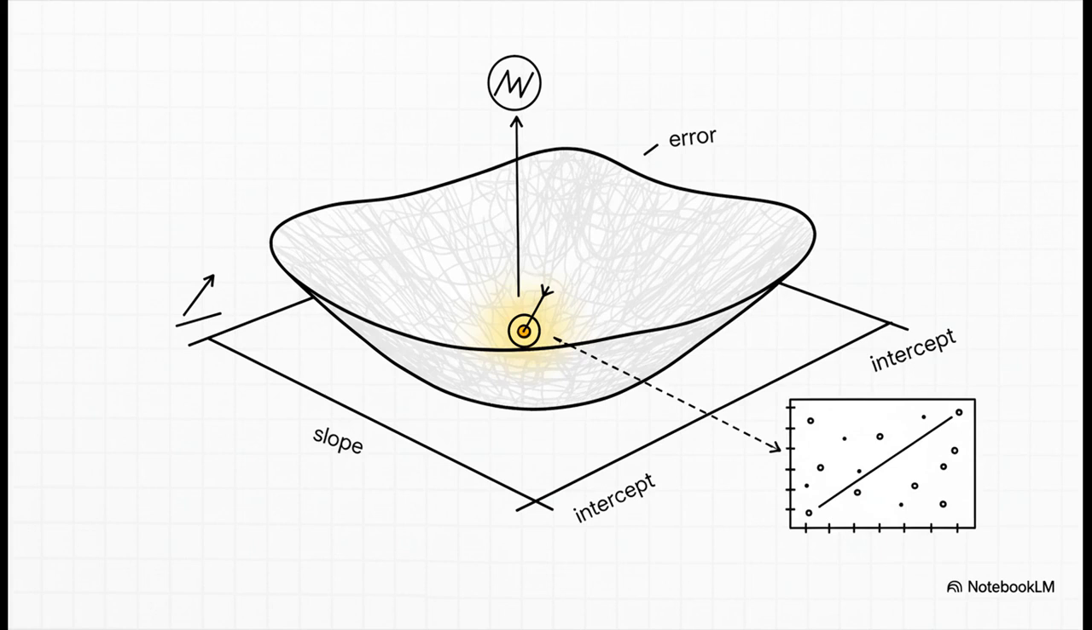Every single spot on the ground of this valley represents one possible line, one specific combination of a slope and an intercept. And the height of the valley at that spot, that's its error score, its MSE. So a high peak in the landscape means a terrible line, while a low point down in the valley means a really, really good line. Our mission is to find the absolute lowest point in that entire valley.